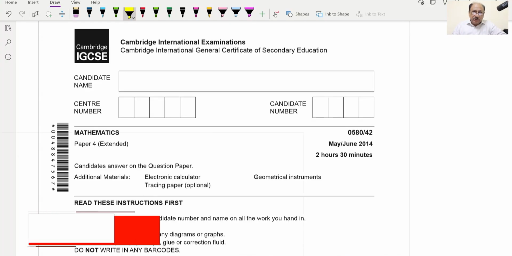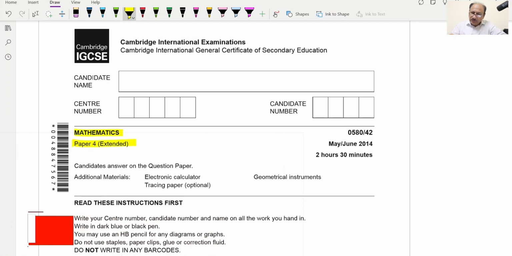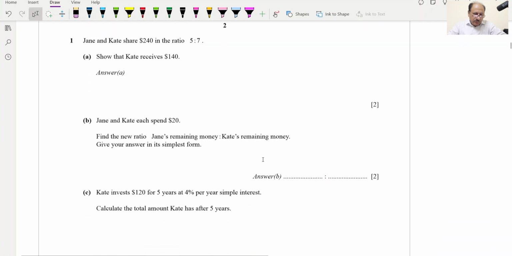Hello everyone. Today we'll be going through Cambridge IGCSE Mathematics Paper 4 Extended 058042 May June 2014. Let us move to question number 1.